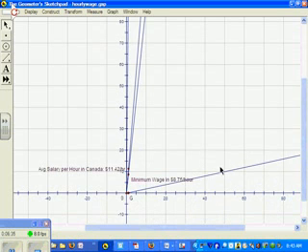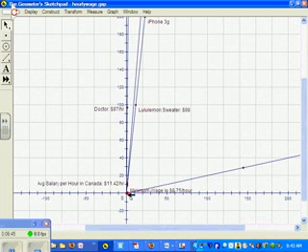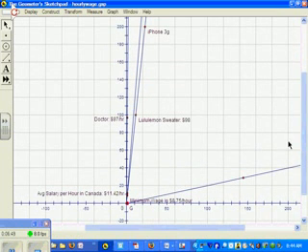Mine here is still looking pretty steep. I'll get to this very gently rising line in a little bit. Let's see what else $8.75 an hour can get us. Oh, there's an iPhone right there. So the iPhone 3G starts at about $199. That's about $200.